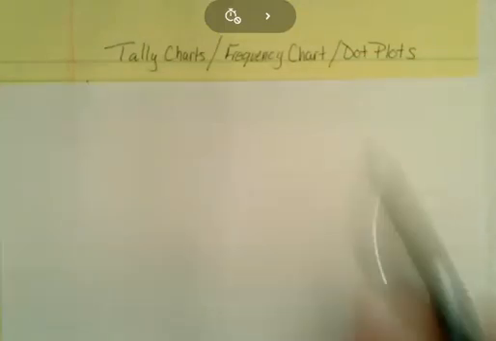All right, guys, today's lesson is on tally charts, frequency charts, and dot plots. Last week when you worked on Khan Academy, the results were not so great, so we're going back to my videos and Classkick. So, all right, here's the deal. All of these are simply ways for you to organize data. That's what this unit is about, is data, all right?